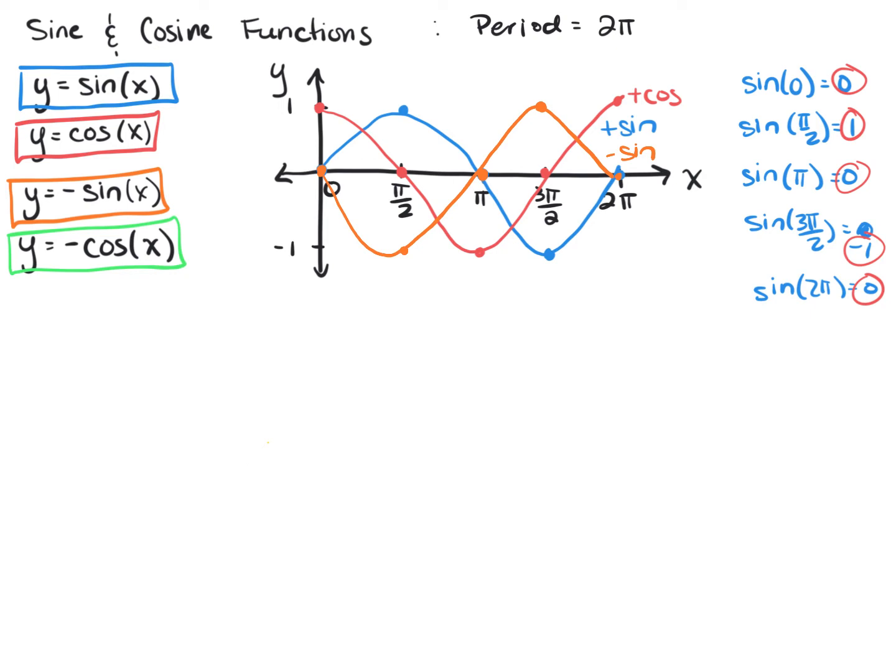So negative cosine of 0, instead of hitting a maximum at +1, we're going to hit a minimum at -1. Negative cosine of pi over 2 is going to be 0, right? Negative cosine of pi, instead of hitting a minimum at -1, I'm going to hit a maximum at +1. Negative cosine of 3 pi over 2 is 0, and then negative cosine of 2 pi, instead of hitting a maximum point at +1, I'm going to hit a minimum point at -1. So when I trace that negative cosine function, hopefully you can see that it looks like that red curve for positive cosine, but again, it's flipped over the x-axis.